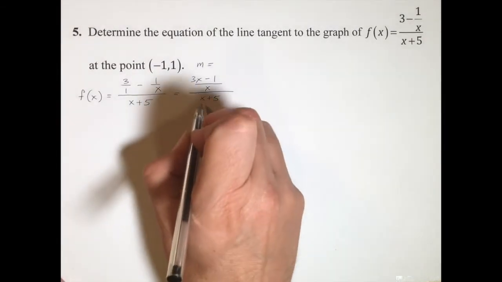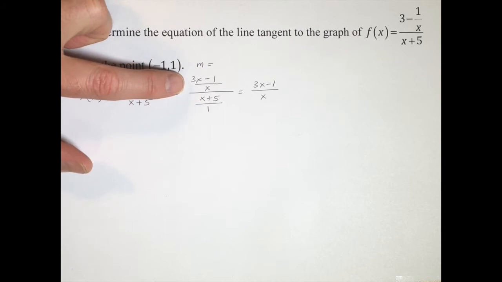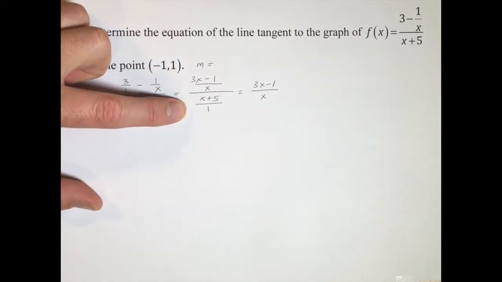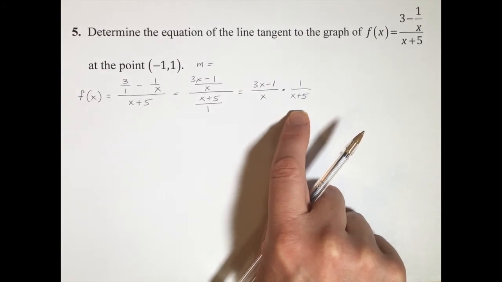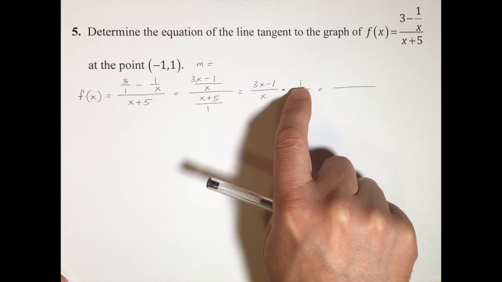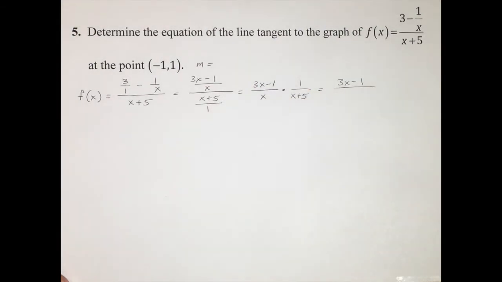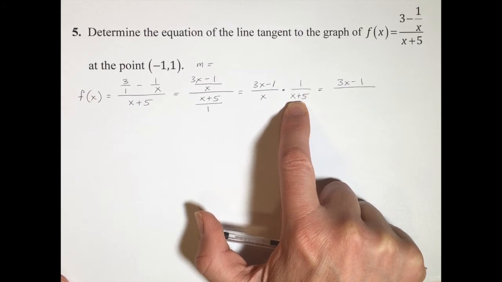Let me express this as a double-decker fraction. Now I just need to multiply the numerator times the reciprocal of the denominator. So I'll multiply it times 1 over x plus 5. Of course, 3x minus 1 times 1 is 3x minus 1. And x times x plus 5 is x squared plus 5x.